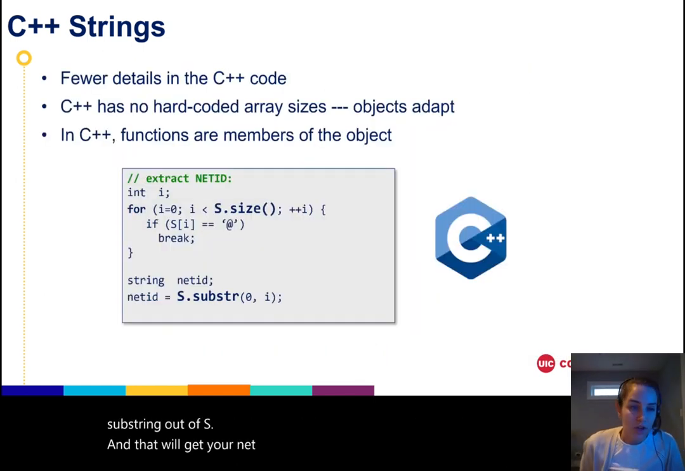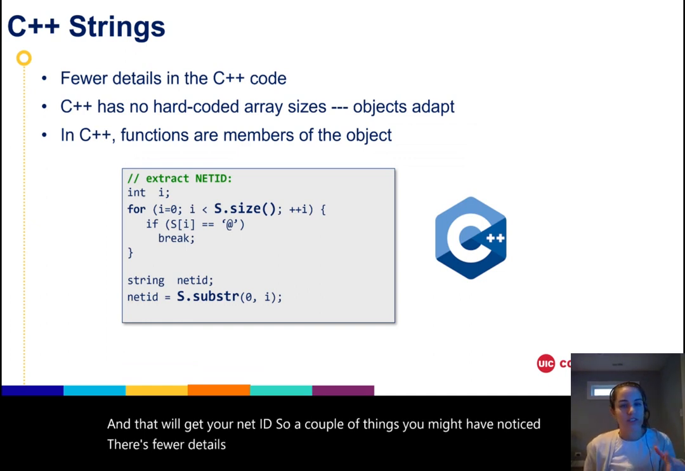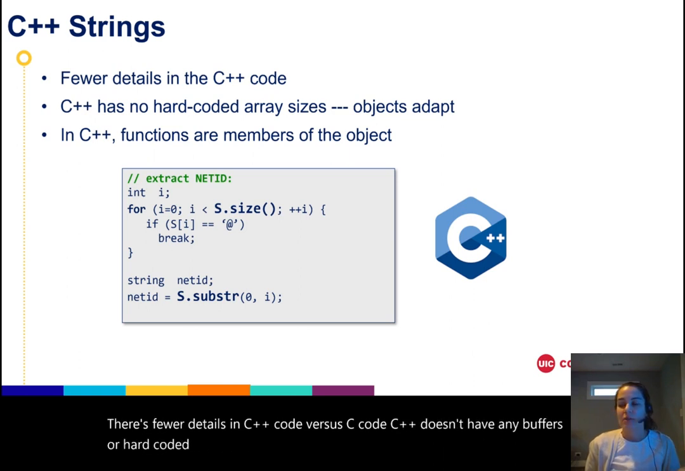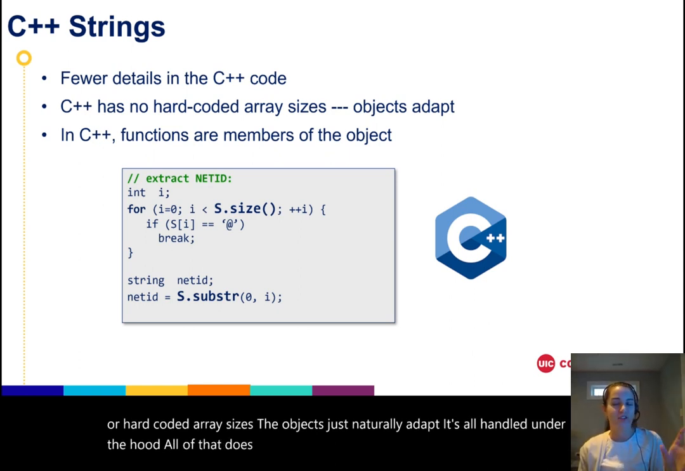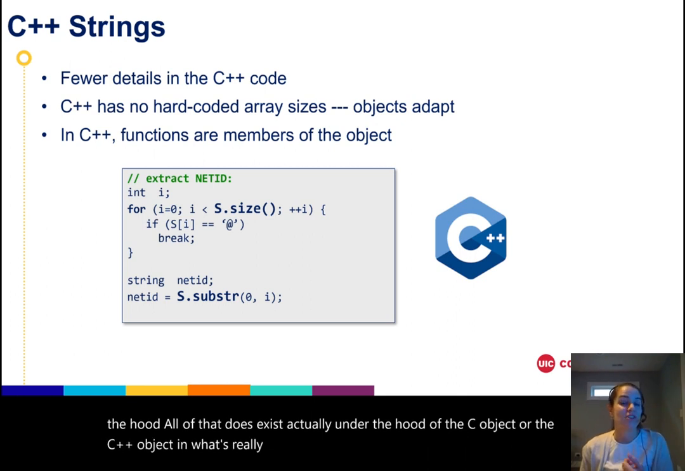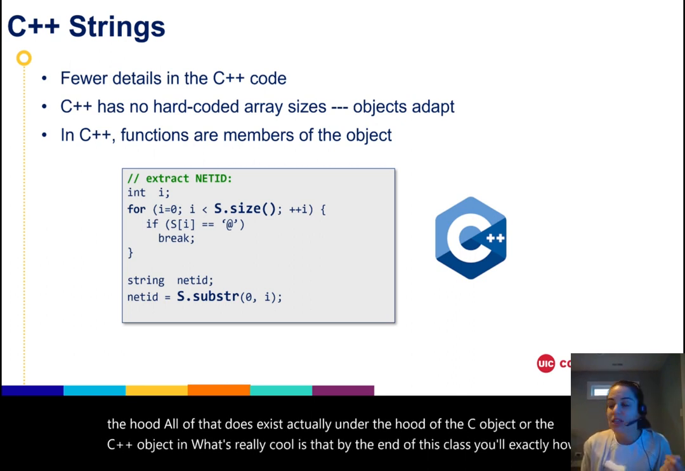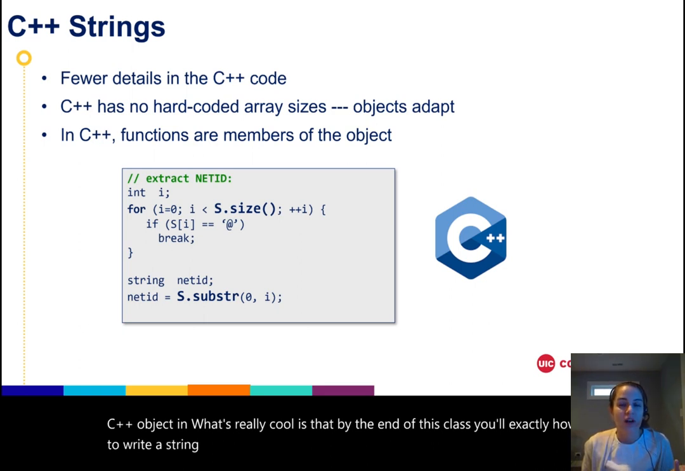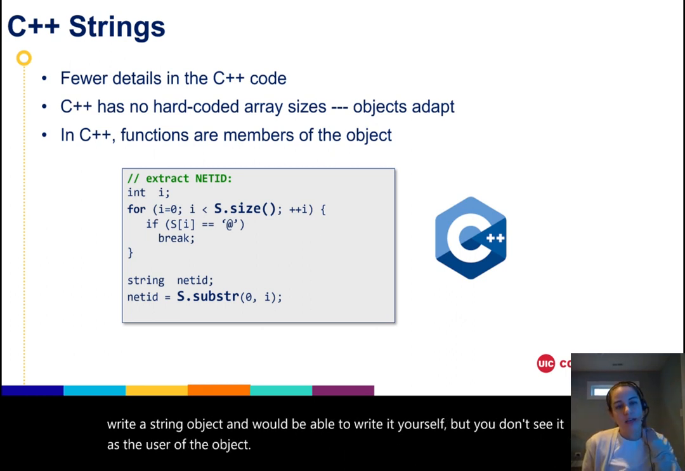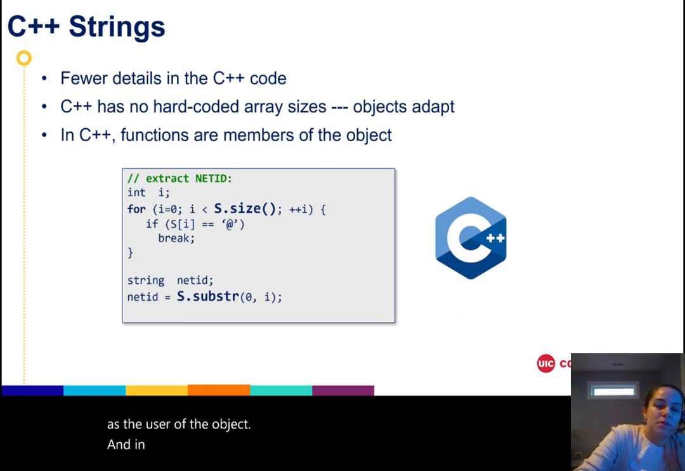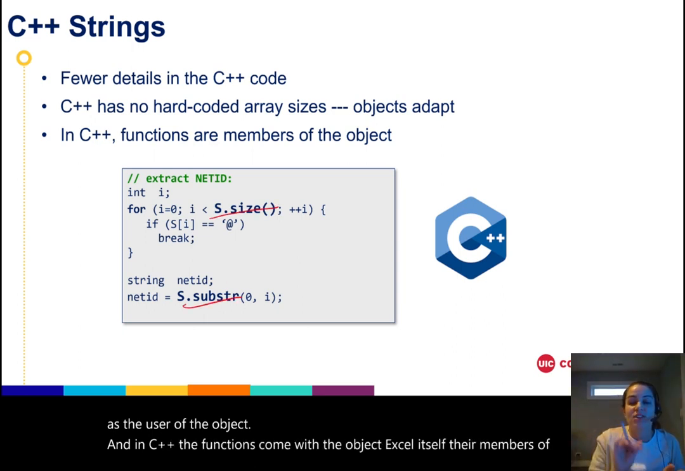A couple things you might have noticed: there are fewer details in C++ code versus C code. C++ doesn't have any buffers or hard-coded array sizes. The objects just naturally adapt. It's all handled under the hood. All of that does exist under the hood of the C++ object, and what's really cool is that by the end of this class you'll know exactly how to write a string object yourself, but you don't see it as the user of the object. In C++, the functions come with the object itself. They're members of the object, and so they act on the object.